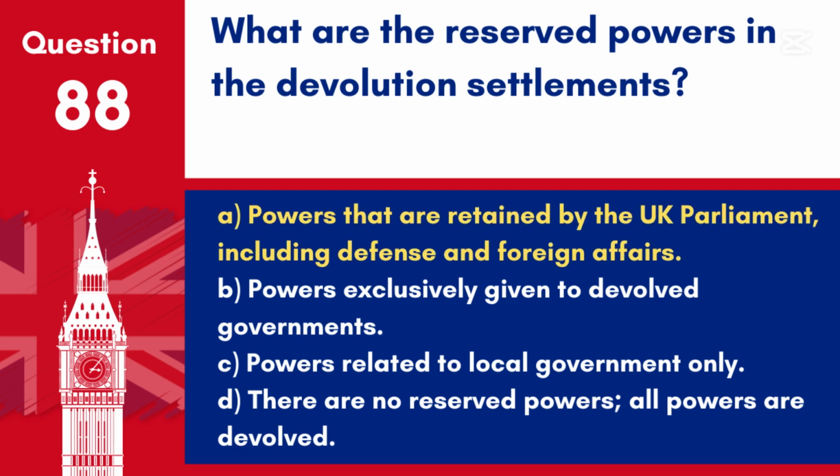Answer: A. Powers that are retained by the UK Parliament, including defence and foreign affairs. In the devolution settlements, certain powers, known as reserved powers, are retained by the central UK Parliament, primarily involving areas that affect the entire country, such as national security.